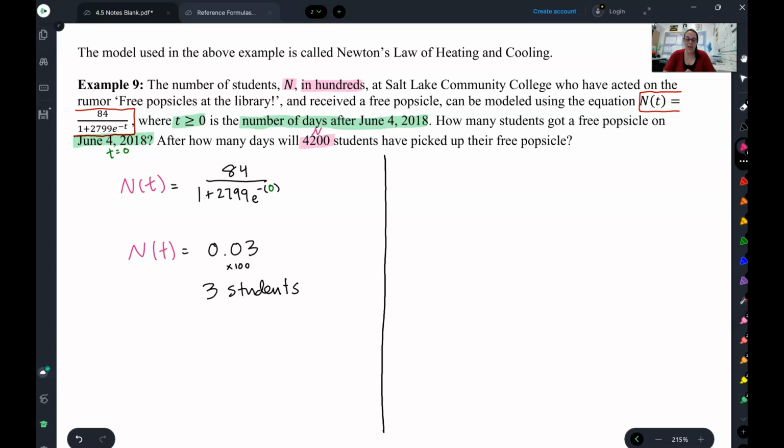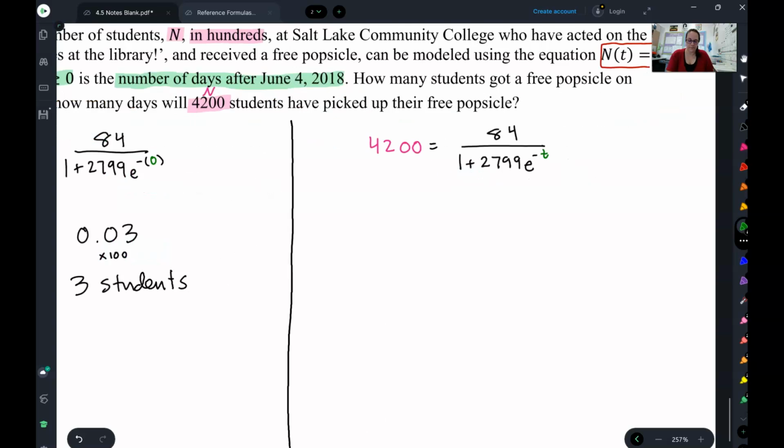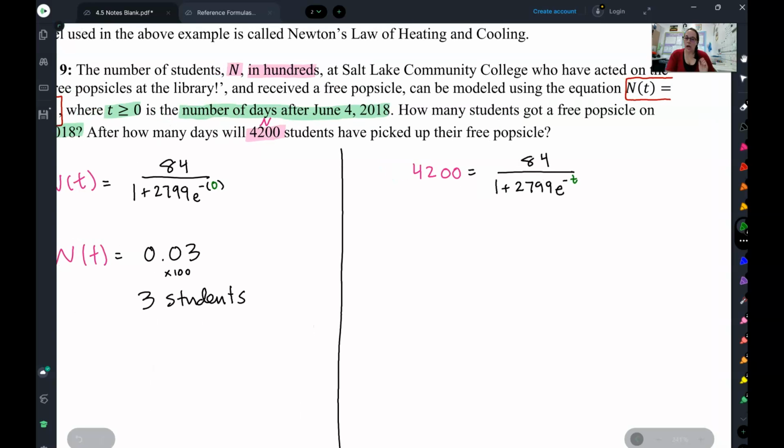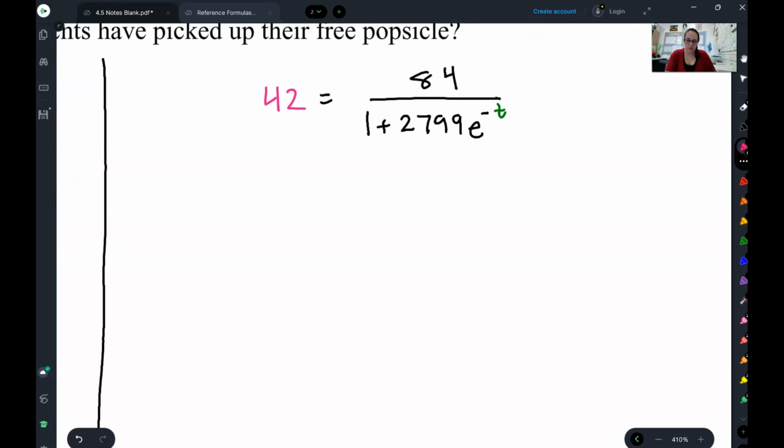So that is now an n. So I'm going to plug 4,200 in for my n. And now I'm solving for how much time it's going to take for 4,200 students to act on this rumor and get a free popsicle. So this is a very different kind of equation than we have solved before. Oh, I just realized I made a mistake. I don't want 4,200 because remember, n is in hundreds. So I actually only want 42 because it's in hundreds. Oops, that was close.